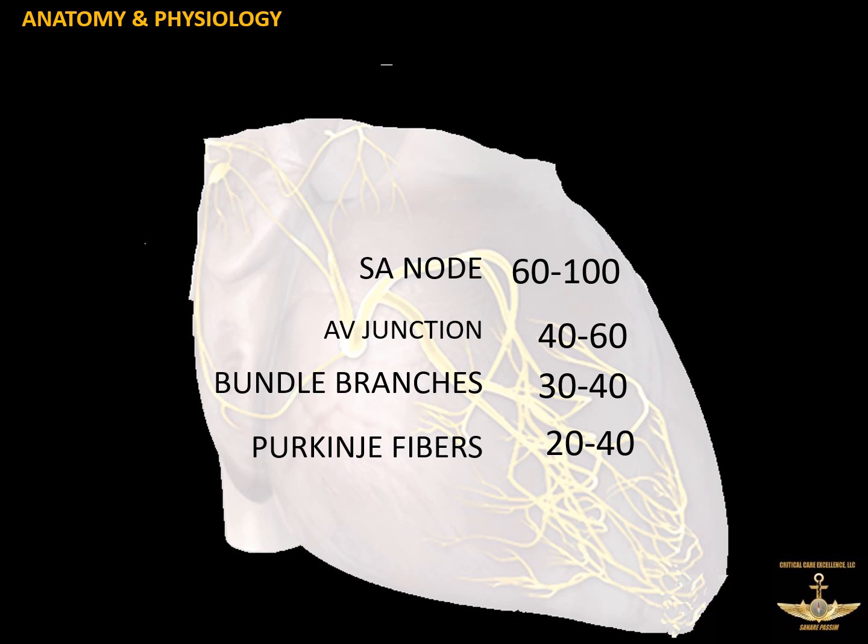If it fails to depolarize fast enough, in other words, less than about 40, then usually the AV junction is going to take over. Its intrinsic rate is 40 to 60. If it fails to depolarize fast enough, then the bundle branches will kick in at a rate of 30 to 40. And then lastly, the Purkinje fibers can take over as the pacemaker of the heart at a rate of 20 to 40. So whichever one of these goes fastest gets to be the pacemaker, typically that being the SA node. But it's important you know all these intrinsic rates, because that's going to show up in board exams and other tests that you're going to take. It's also going to be a foundation for how you treat these rhythms later when you talk about things like ACLS.